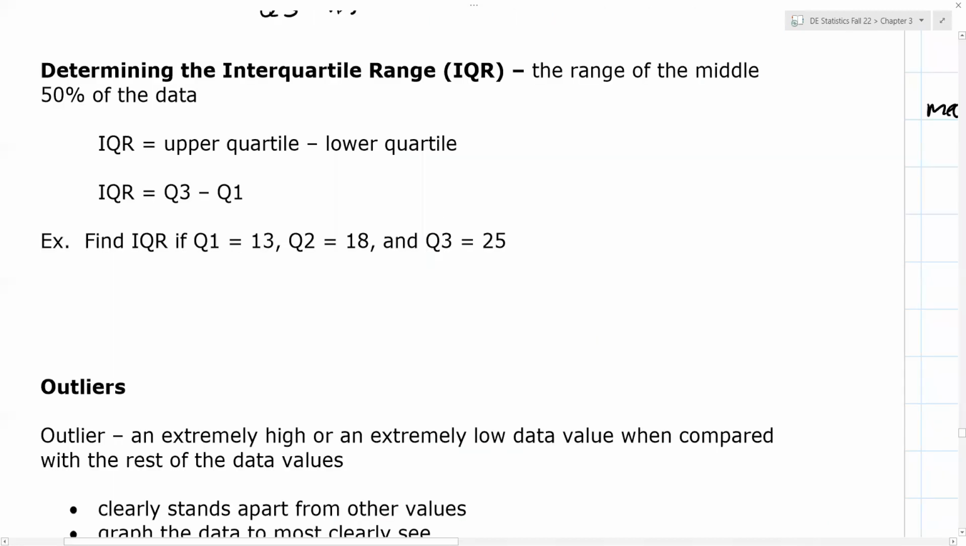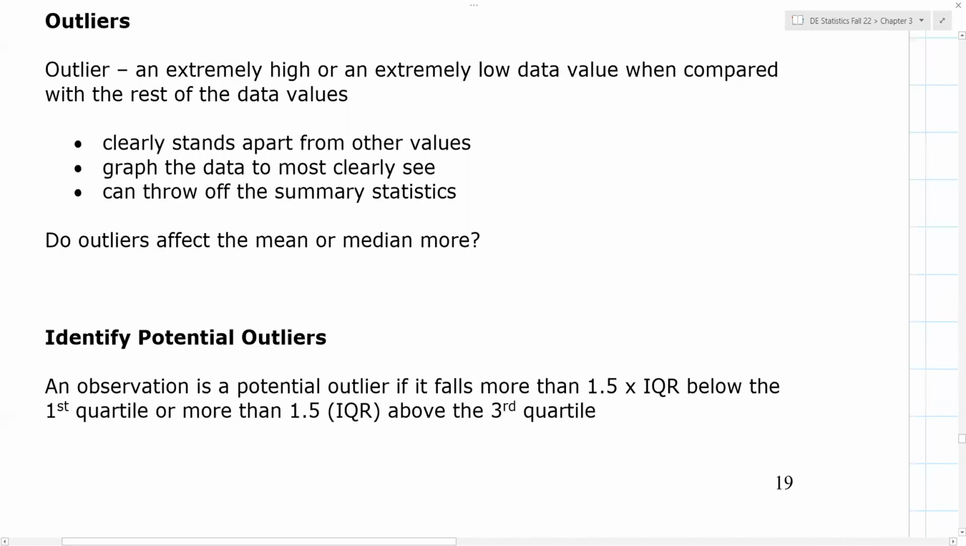All right, so back to the IQR. The way we find it is very simple. It is simply Q3 minus Q1. We're just finding the range of the data between Q1 and Q3, which gives us the spread of that middle 50% of our data. And we use that IQR in order to determine if something is an outlier or not. So the IQR is used to determine if we have outliers.